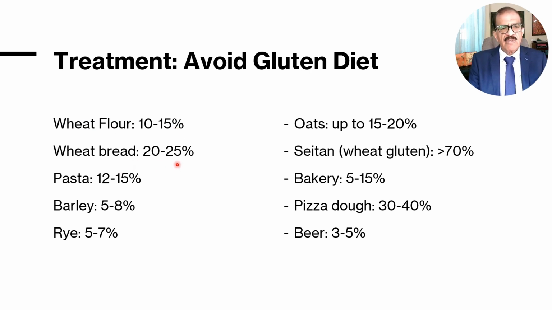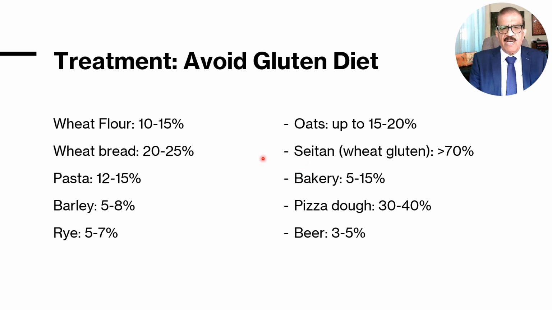Wheat bread, because it is refined, has an even higher concentration of gluten. Pasta has gluten, barley has gluten, and rice has gluten in low concentration. Oats are variable; there are different oats, some with low and some with high gluten content.